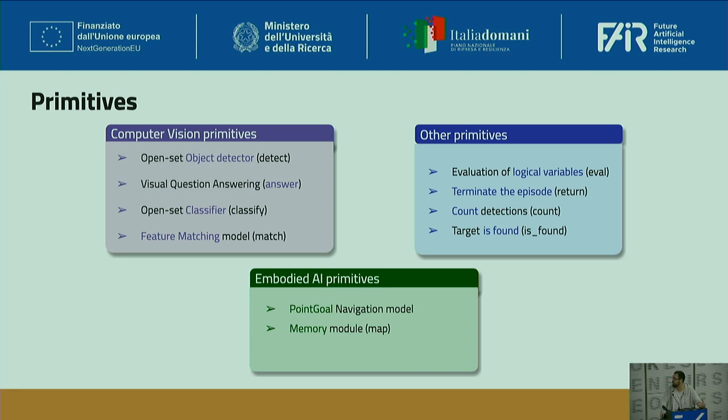And most importantly, we have embodied AI primitives, so primitives that allow the agent to operate inside the environment and to remember what it saw about the environment. Especially our point-goal navigation model, which allows the agent to move inside the environment towards a specific point. And we have a memory mechanism that in our implementation is simply a map of the environment.